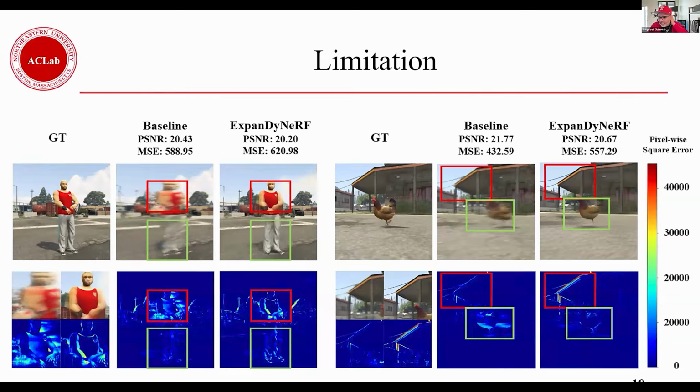And the last question we'll take here is, where does ExpanDyNeRF actually break? Are there particular motions, articulated objects, or angles that are past some threshold that might cause ExpanDyNeRF to break?